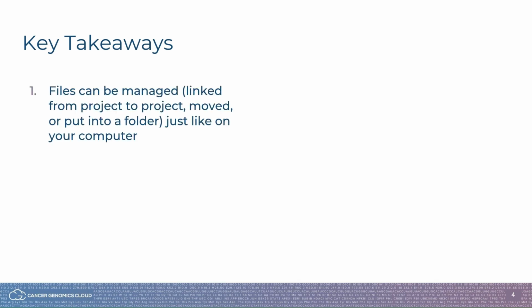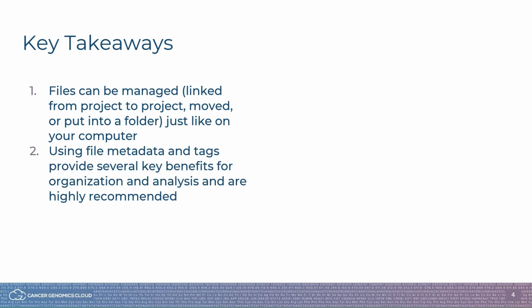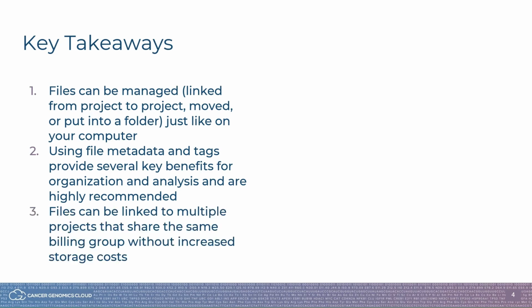So some key takeaways from that. First, files can be managed, that is, linked from project to project, moved, or put into a folder on the Cancer Genomics Cloud, just like you do on your computer. However, using file metadata and tags provides several additional key benefits for organization and analysis and are highly recommended. Finally, files can be linked to multiple projects that share the same billing group without increased storage costs.